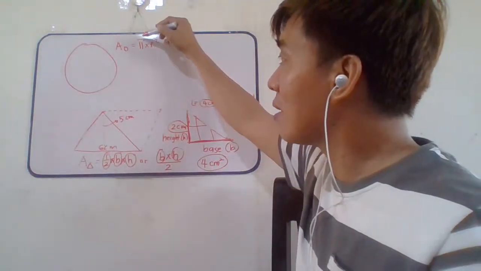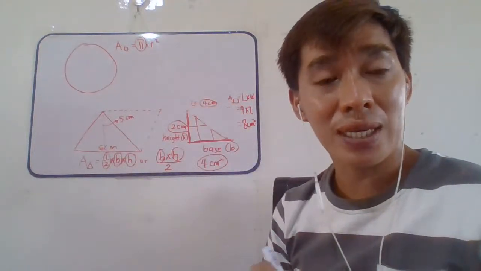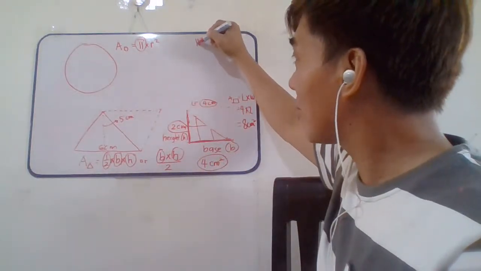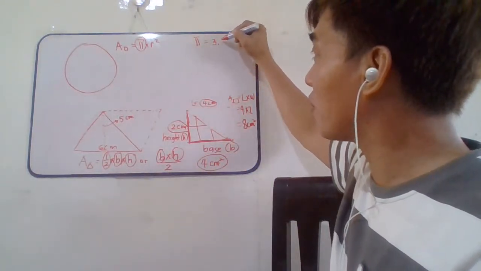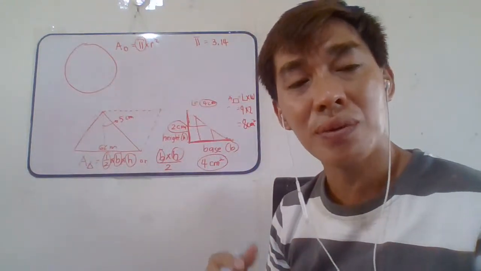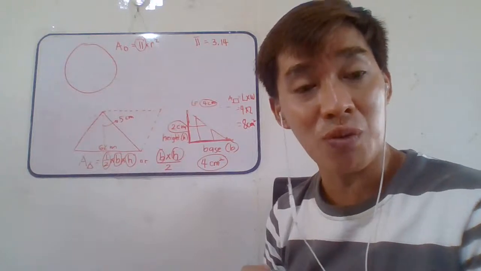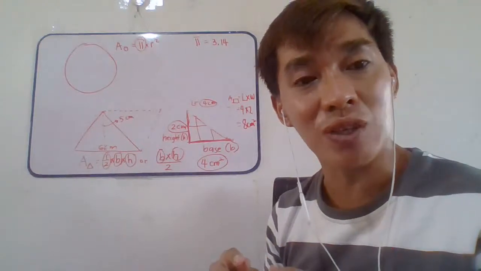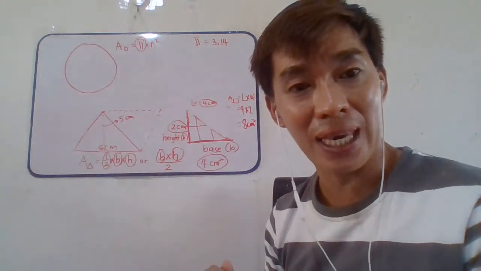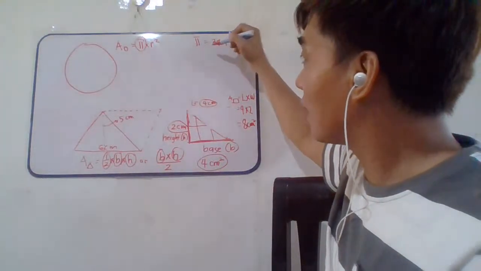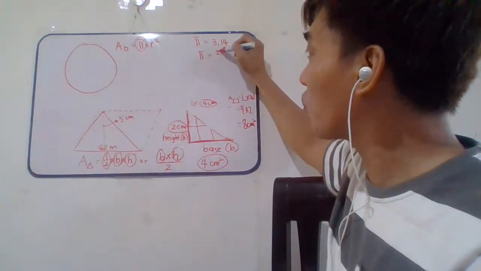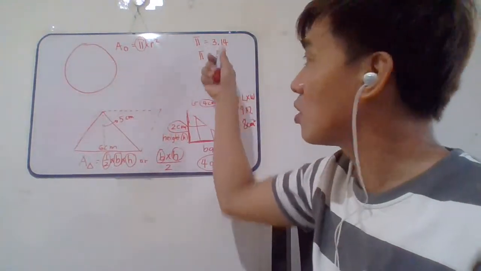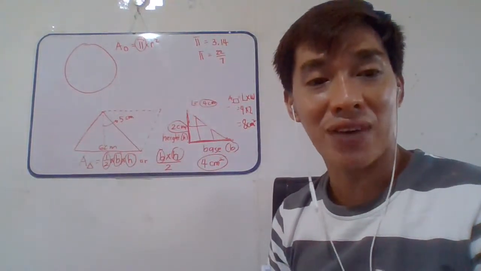The pi here is a constant, which means it is true to all. The value of pi could be equal to 3.14 for now, but when you are in high school it is supposed to be 3.1416. So 3.14 is the approximate value. When you say approximate value, that is just the estimated value. Or you could also use the value of pi as 22 over 7, or 22 divided by 7. So we have here two possible approximate values for pi.